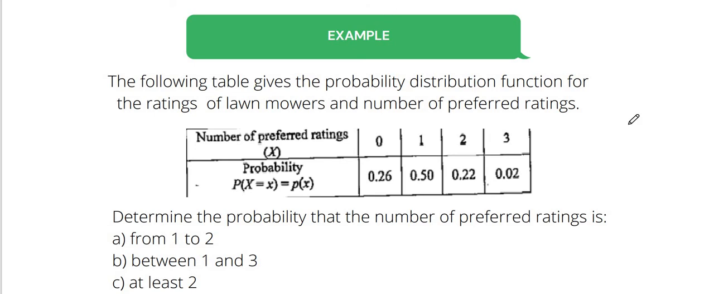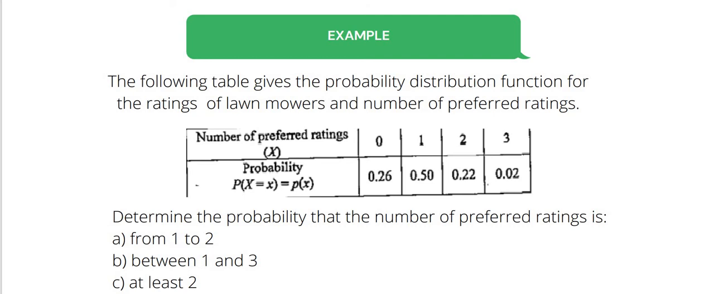In the second example, the following table gives the probability distribution function PDF for the ratings of loan movers and the number of preferred ratings. The number of preferred ratings is 0, 1, 2, 3. The probability for rating 0 is 0.24. The probability for rating 1 is 0.5. The probability for rating 2 is 0.22. And the last one, the rating for 3, is 0.02.